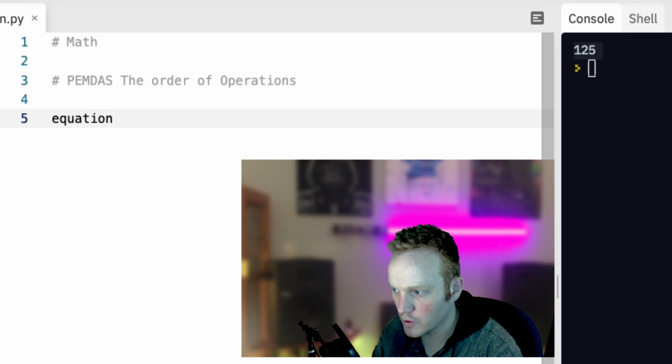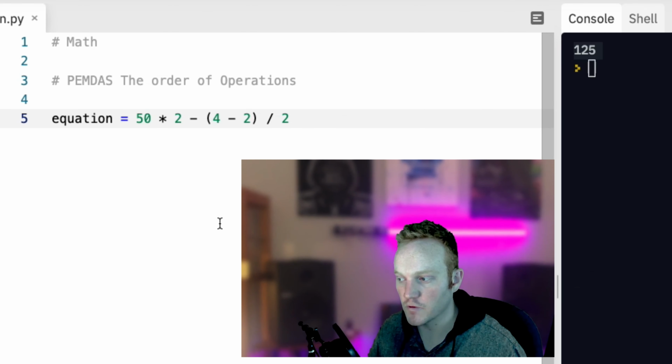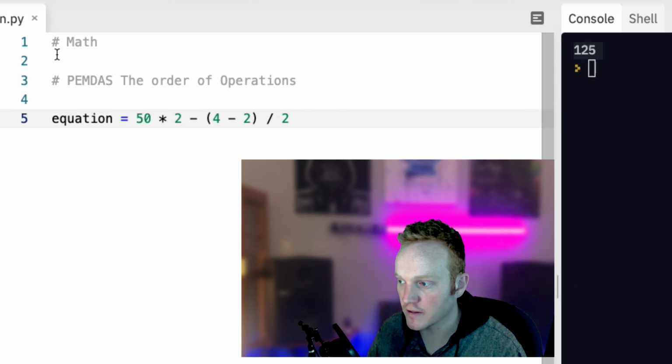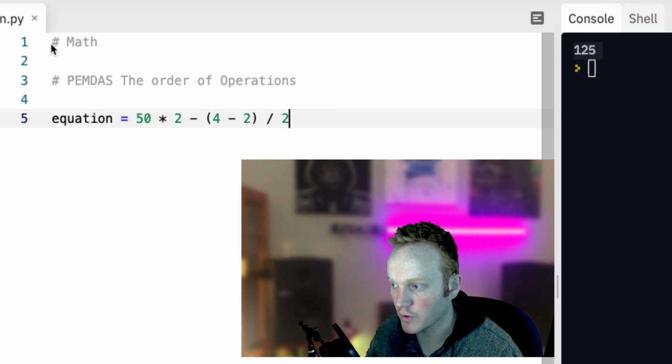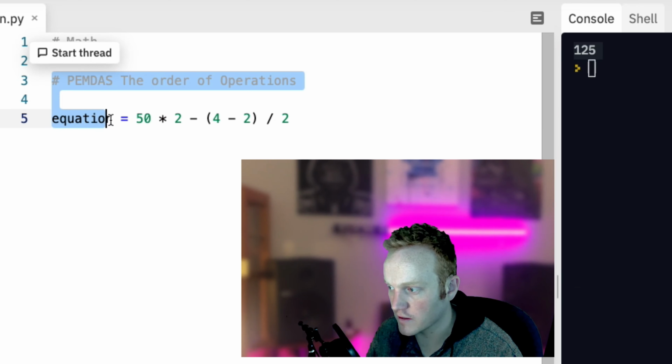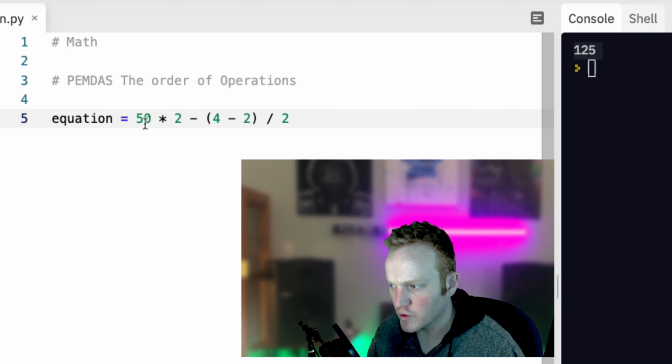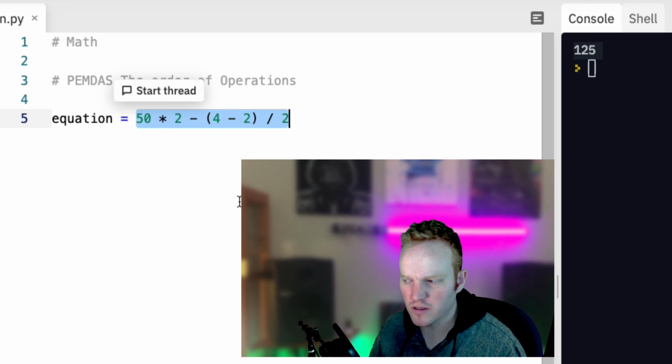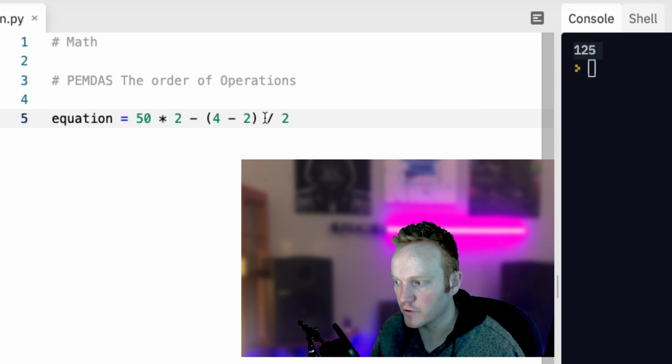Write out some kind of equation, and we're going to do this: 50 times 2 minus 4 minus 2 divided by 2. Now, I've taught before in my previous lessons that our computer reads our code like we read a book, left to right, top to bottom, just like this. So once it gets to our equation, wouldn't it just read it left to right? That's not following the order of operations. So let's see what happens when we do read it left to right.